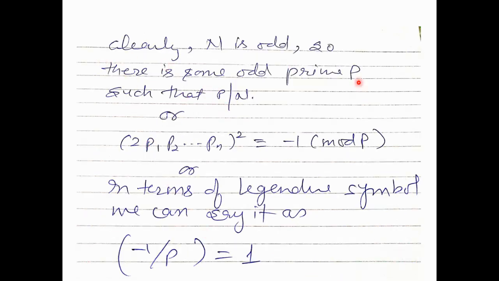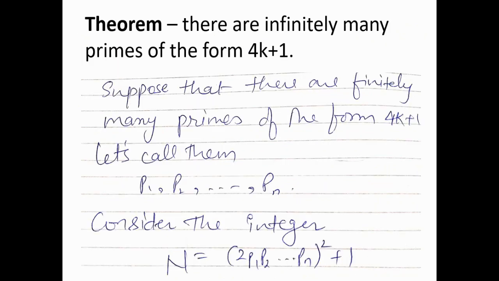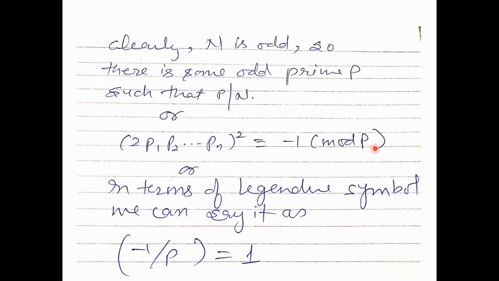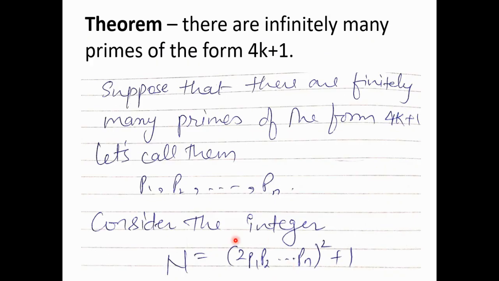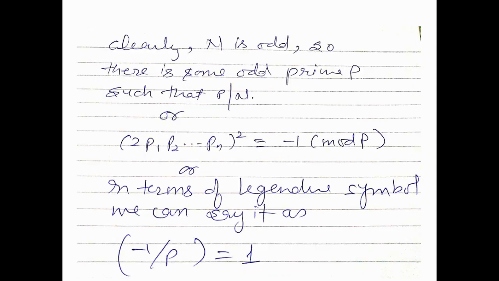So there is some odd prime p such that p divides N, because this is odd. So there exists some odd prime p which divides N, or we can say that (2 p1 p2 pn) whole square is congruent to minus 1 modulo p, because p is dividing N. So if I am taking modulo p of this number, this will be congruent to 0 modulo p, or we can say (2 p1 p2 pn) whole square is congruent to minus 1 modulo p. So this is written here.